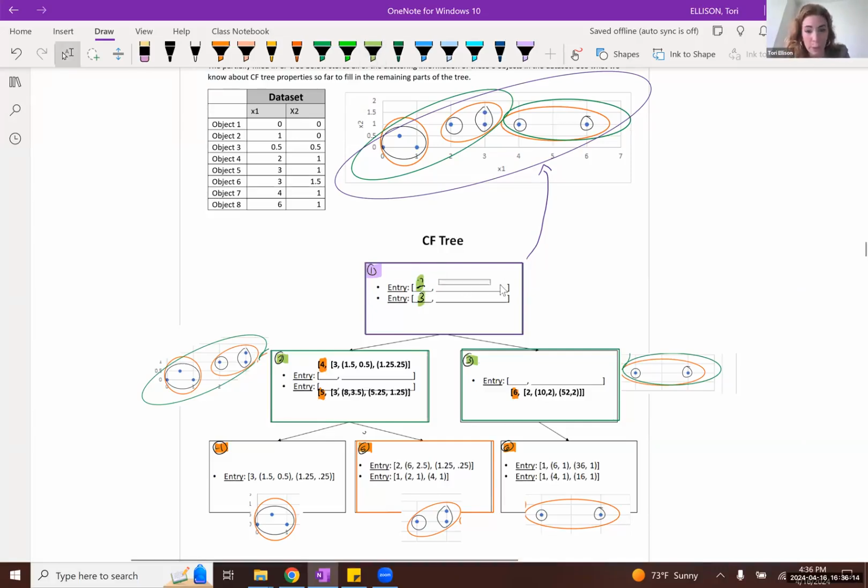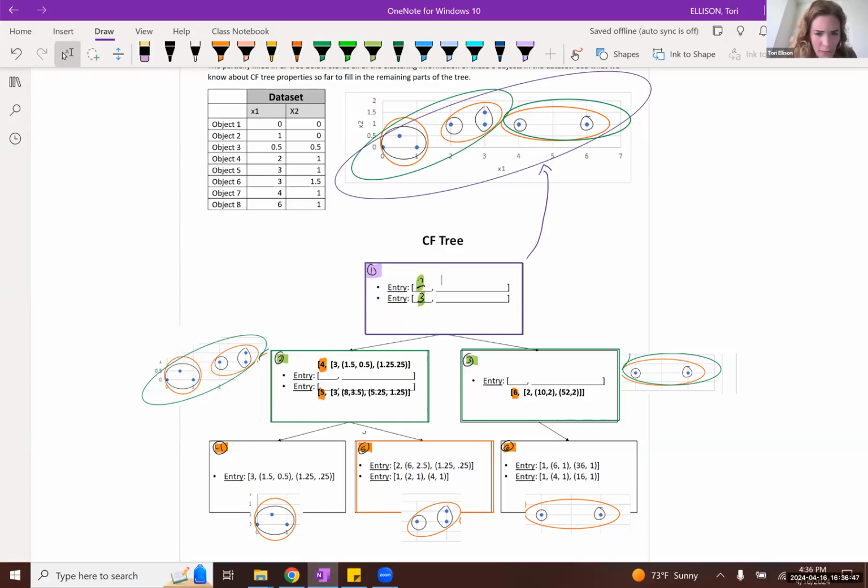So what we would want to put here is the clustering feature of the would-be cluster that we would get if we merged this subcluster with this subcluster. So the clustering feature that would correspond to this overall cluster would simply just be the sum of these two subcluster CF entries here.